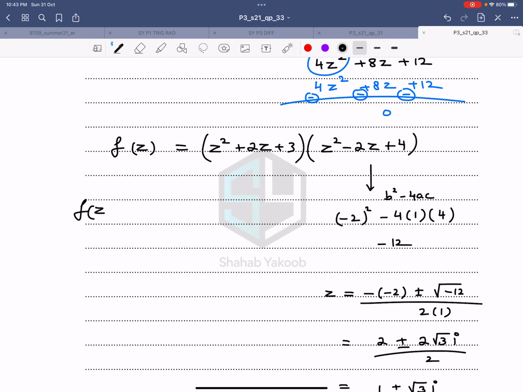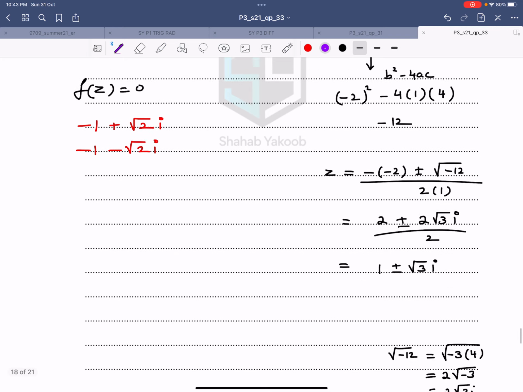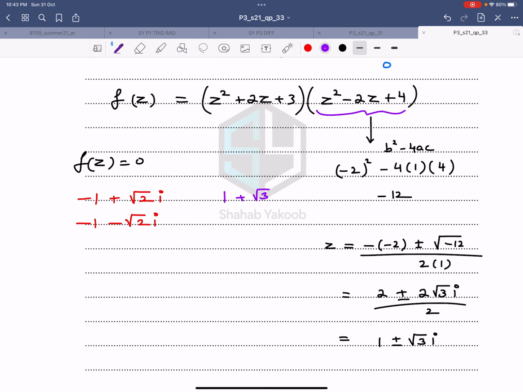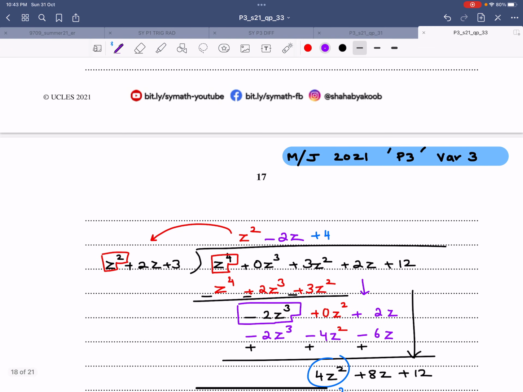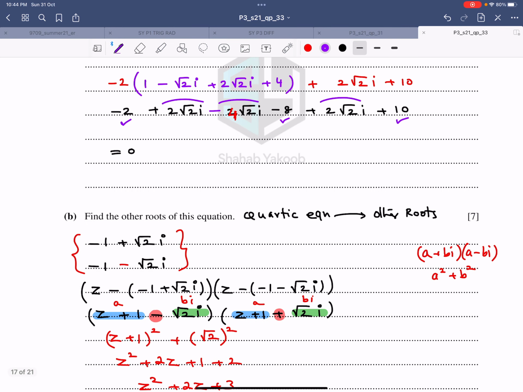So f of z equals 0. The first two roots were already known, minus 1 plus root 2i, minus 1 minus root 2i. And from this one, what are the two new roots that you got? 1 plus root 3i, 1 minus root 3i. So what you got is two pairs of complex conjugate roots. And that was a thorough question in which algebraic division was there, in which the concept of factor theorem was there, in which multiplying a plus bi, a minus bi.